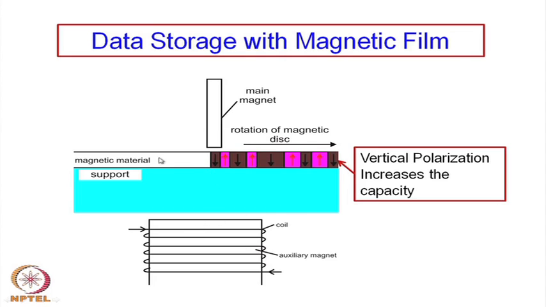So, this is a very simple schematic of what happens in a magnetic disk, okay, data storage device. So, it is basically in the form of a binary system, either polarized or depolarized.